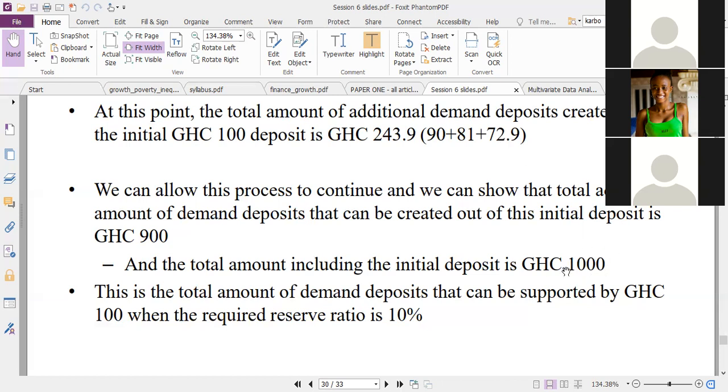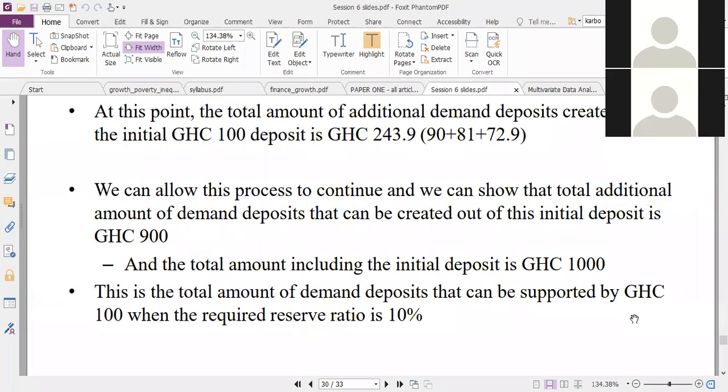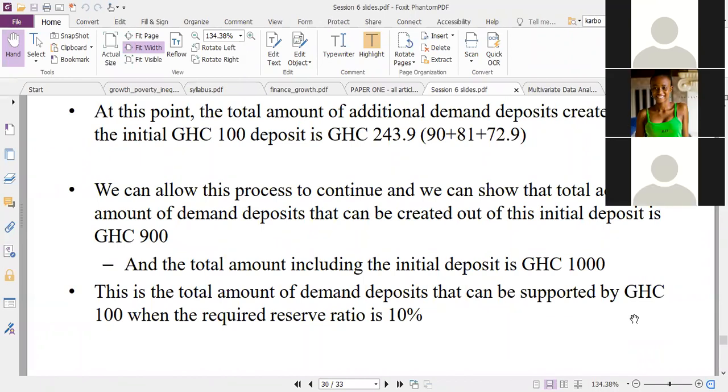Would have created 1,000 Ghana cedis out of the 100. So this is how commercial banks actually create money. Do we get it up to this point? Yes. So don't think about someone now taking the money and using it to go and farm or something.